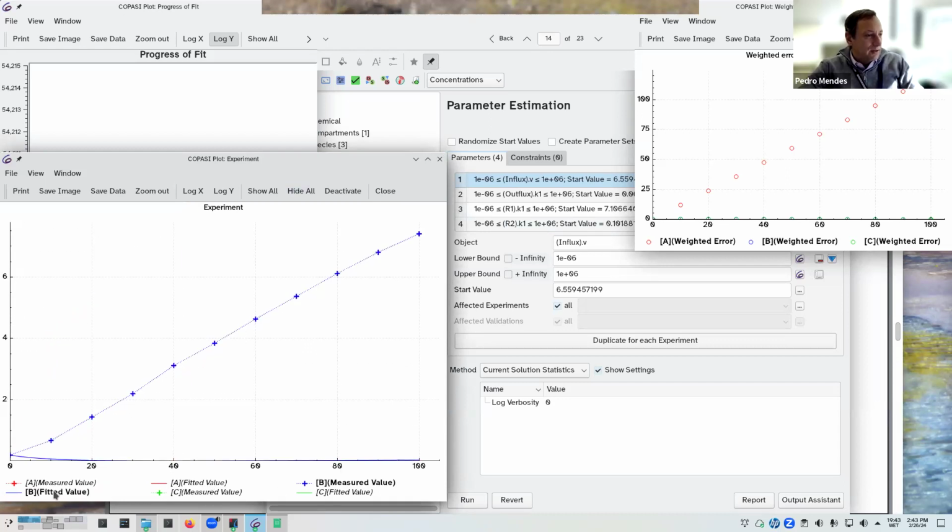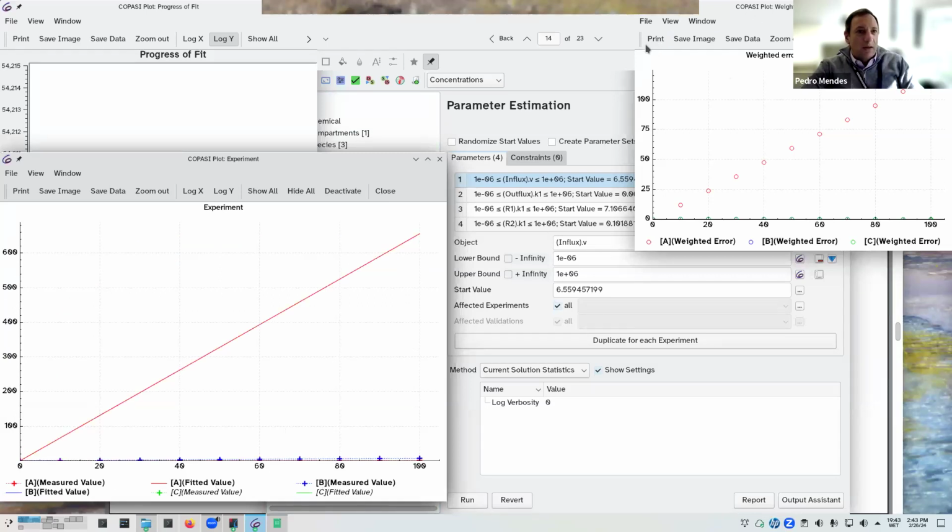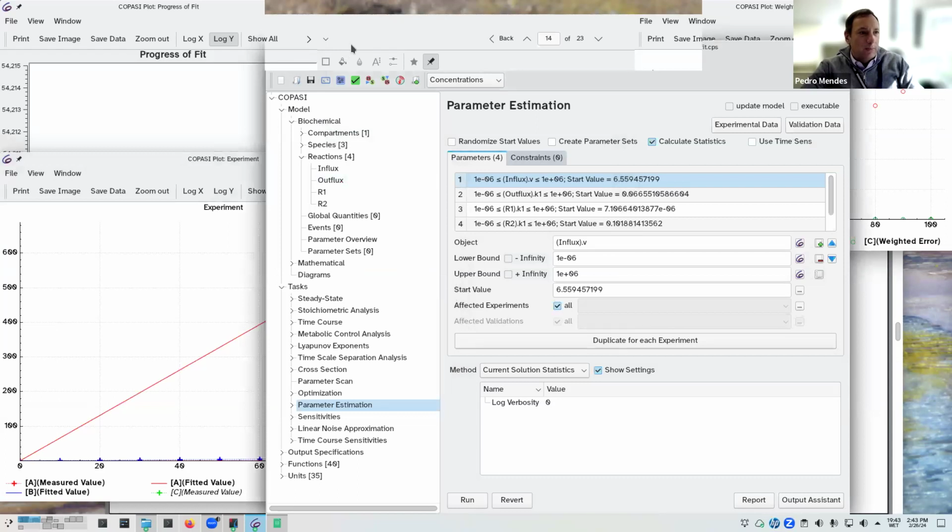Same thing for B. In this case, the model produces a much lower value than the data. And finally, C, the data is a curve like that, and our model is doing something else. So this is not a good fit. It's what we have. And we're ready to run the parameter estimation.